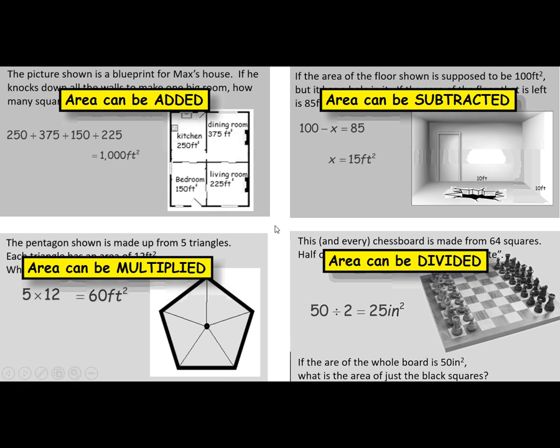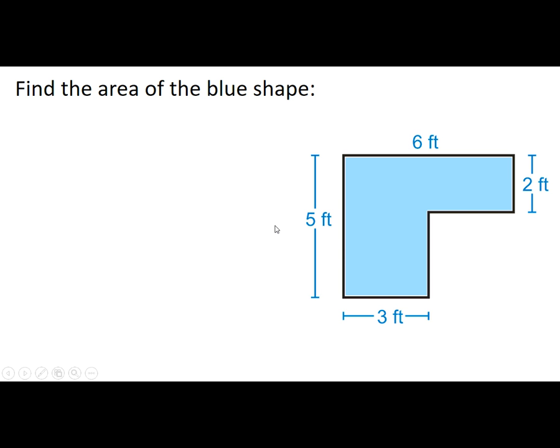Speaking of more complicated problems, we're going to try to find the area of this blue shape. Now, this blue shape doesn't even have a name. How are we going to find the area? That's not a rectangle or a circle or anything like that. In fact, it's not even convex. This is a concave shape. Remember that vocabulary word.